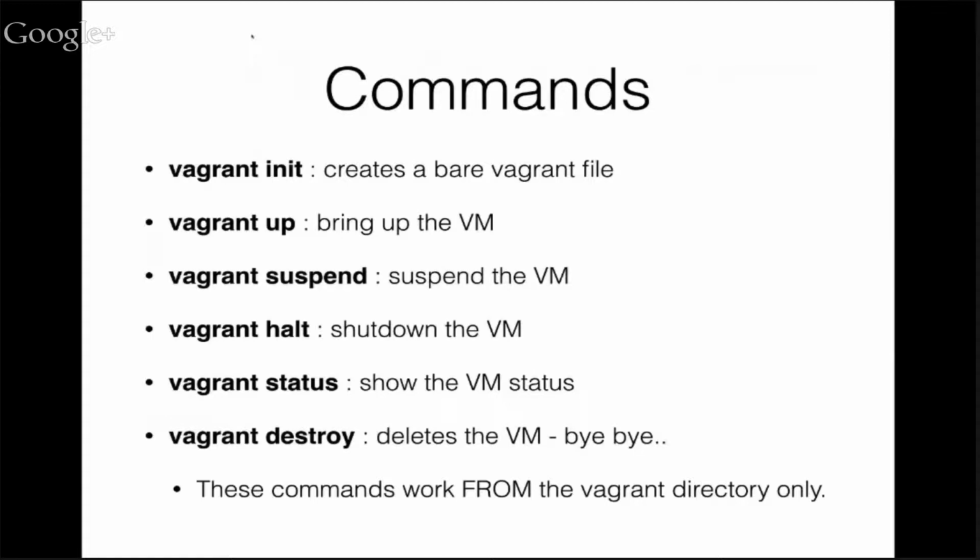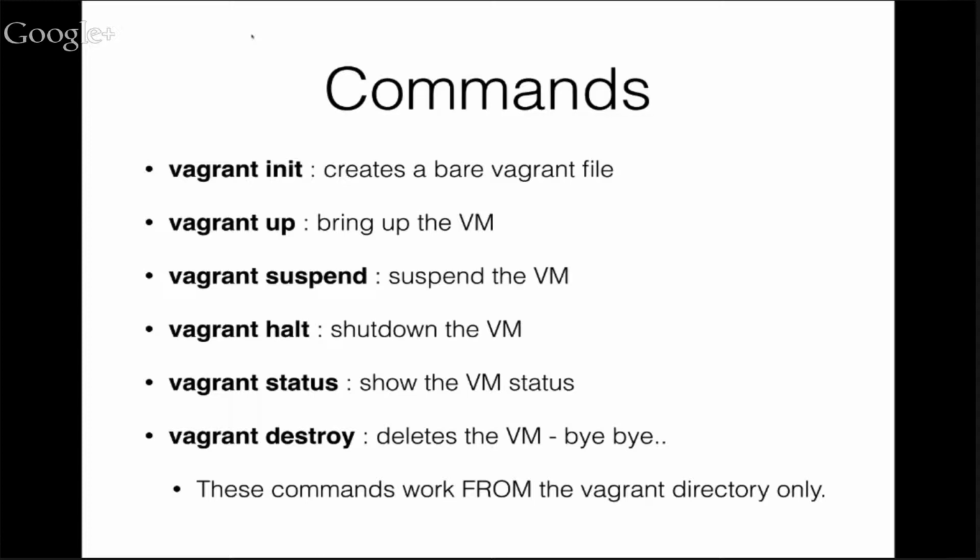Vagrant suspend, it's very simple. It suspends the machine instead of shutting it down, just so next time you vagrant up, you're up in a couple seconds instead of 30 or 40. Vagrant halt does the exact opposite, completely shuts down the VM. Vagrant status shows you the status of that machine that's in that directory.